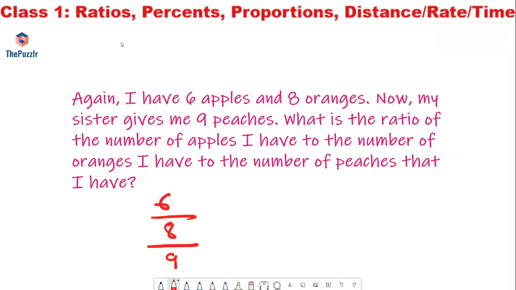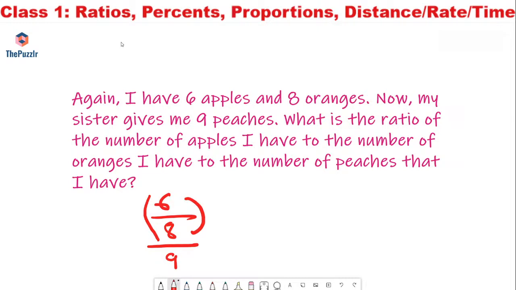But we can't do this. This isn't allowed. This isn't even a valid fraction. A fraction can only have a top and a bottom. Most people, when they read this, are probably going to think you're referring to 6 over 8 over 9, which is something completely different from the ratio we're trying to say. So what do we do here?